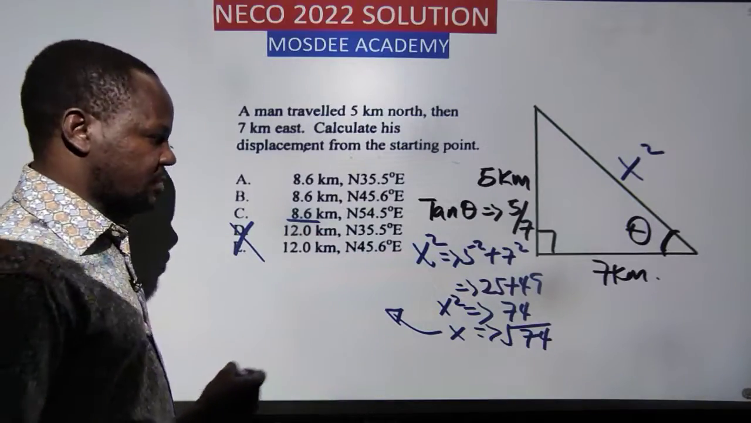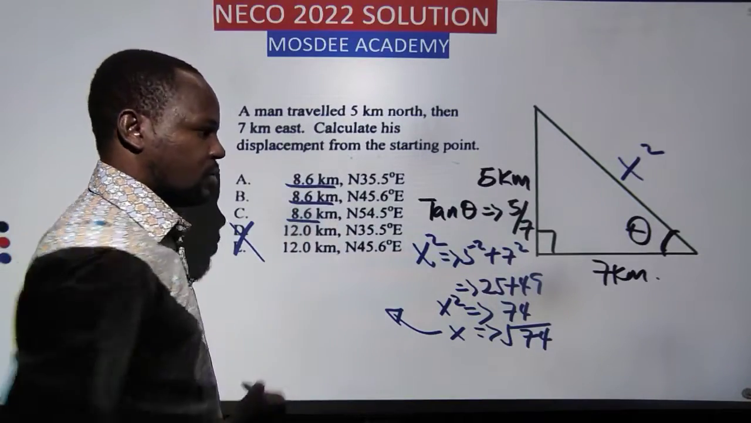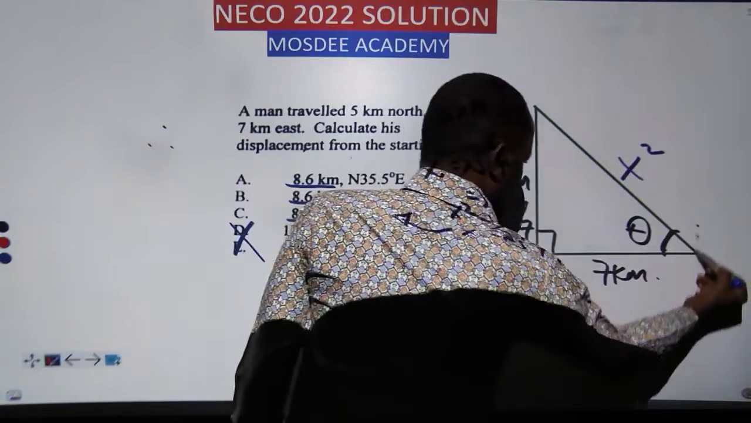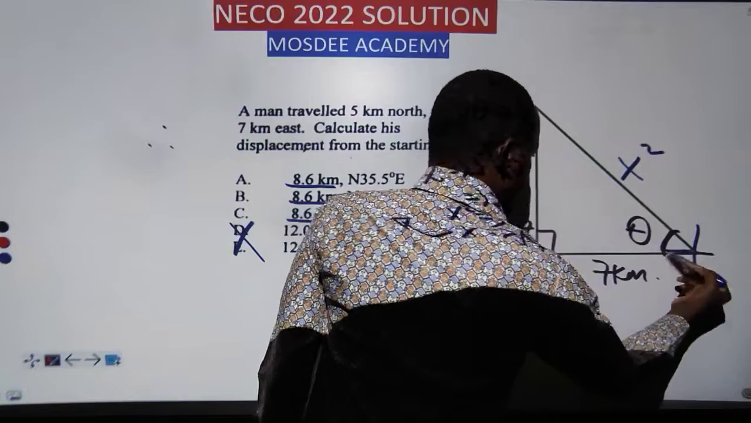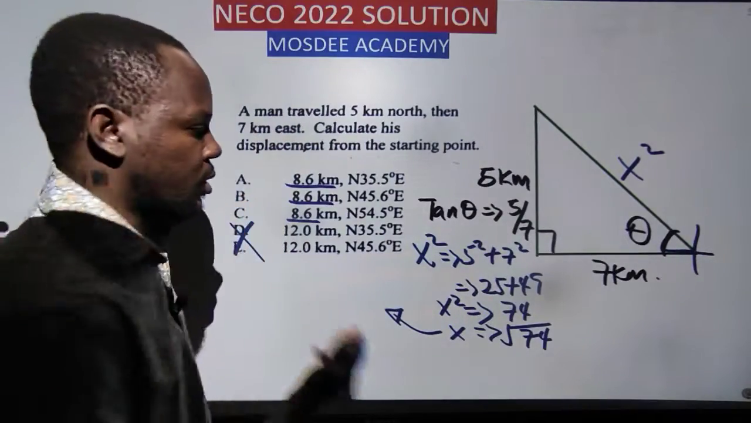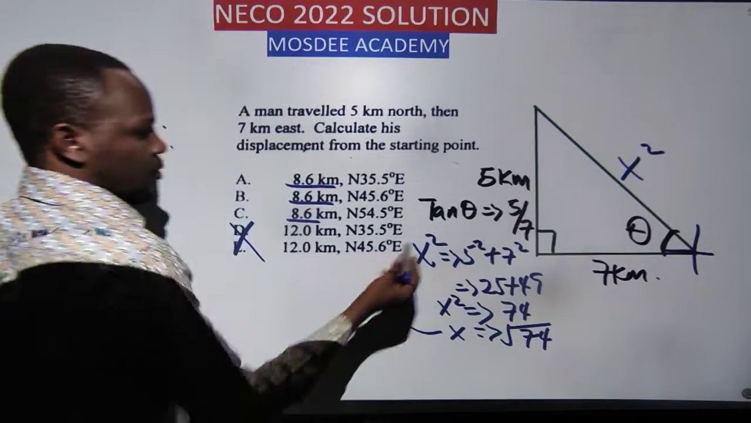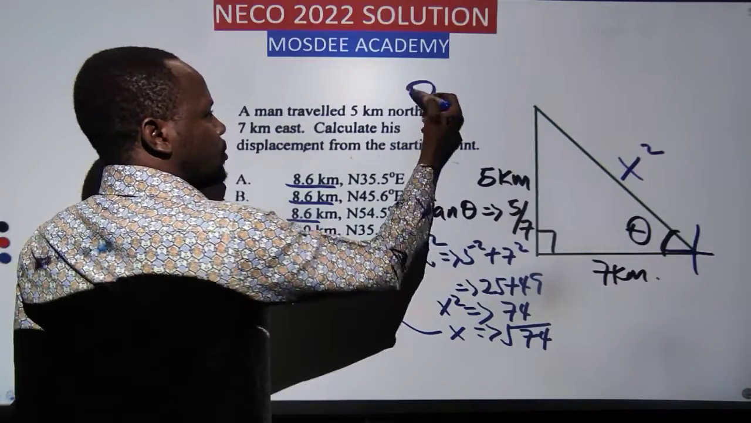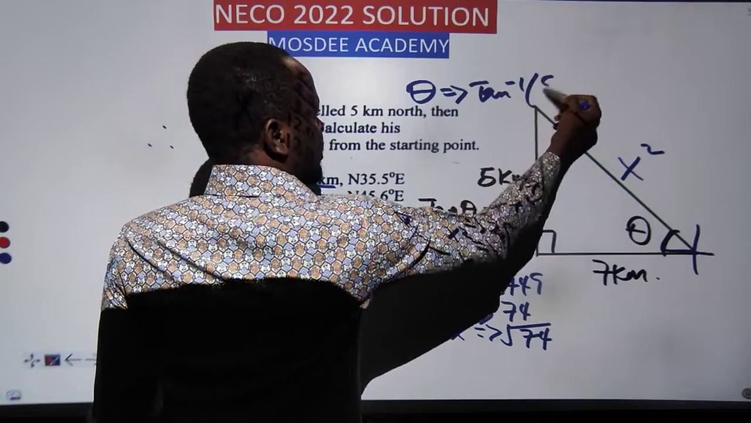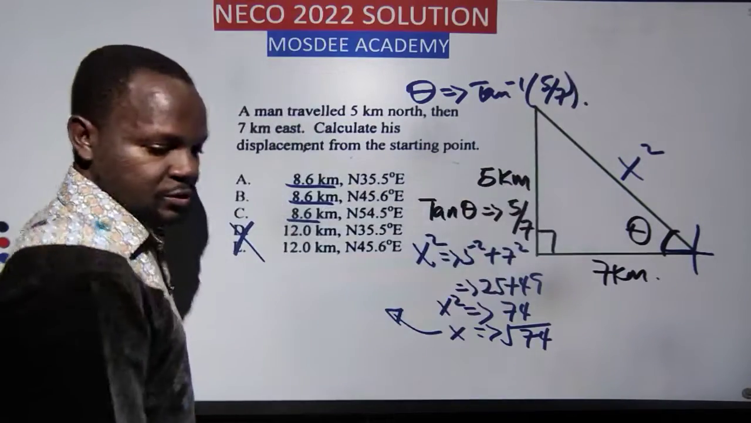So you guys know how to get the third side, but you don't know how to get the angle with respect to the starting point. This is where I am now, and this is where I started. So this is the angle I'm calculating with respect to the side I'm coming from. That is tan theta is 5/7. So theta is tan inverse of 5/7, which everybody can press on the calculator.